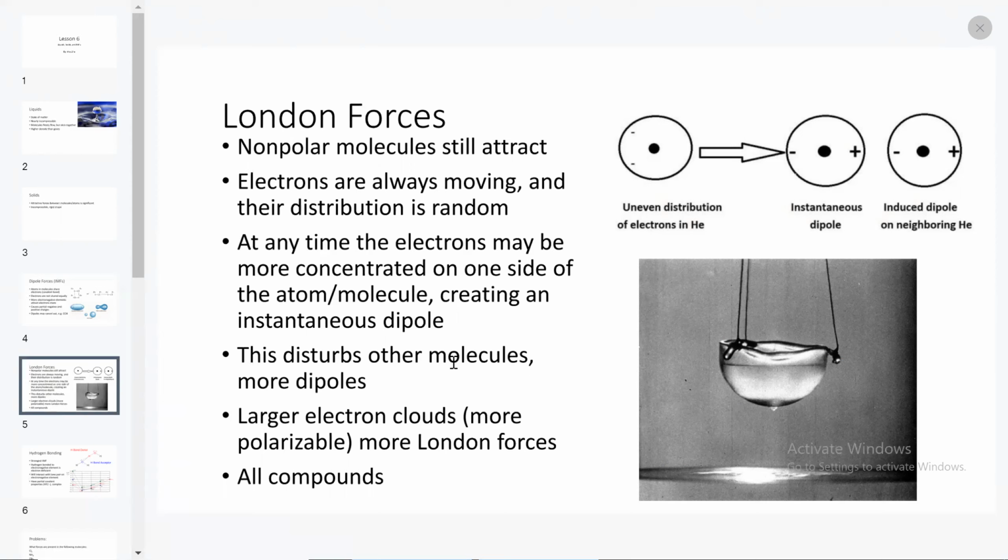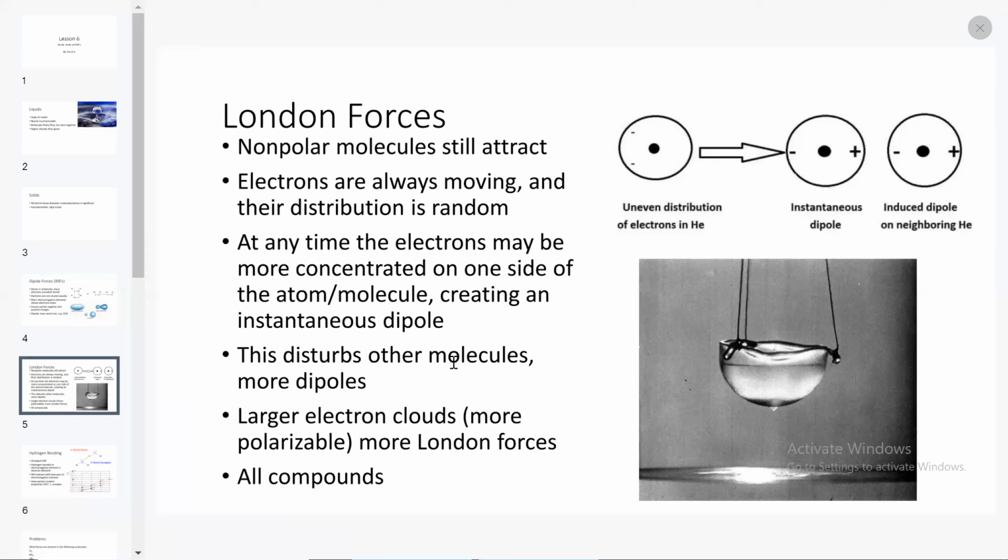So statistically, at any random time, just by sheer luck, we might have electrons that happen to be more concentrated on one side of the atom or molecule. So this creates a concentration of electrons at one end and a relative dearth of electrons on the other end. So we have a positively charged and a negatively charged side. And this is what we would call an instantaneous dipole, because it just appears for an instant.